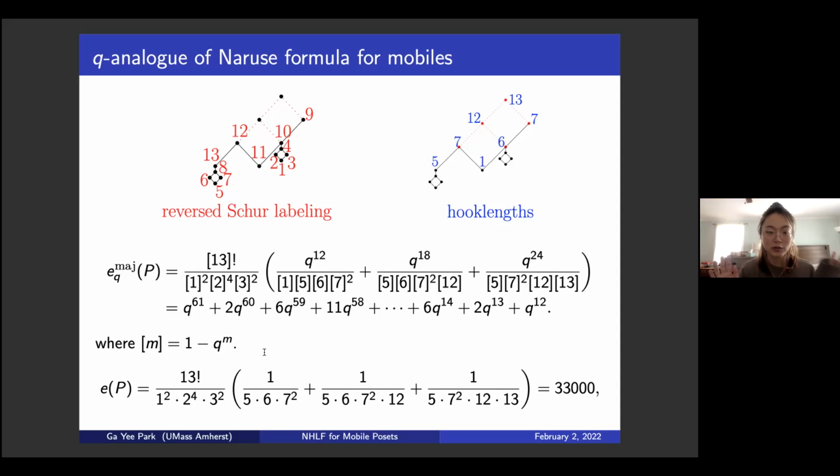And for the case when Q is equal to 1, there are 33 thousand, sorry, not standard Young tableau. I can't really relate it to standard Young tableau anymore because these are moved, but that many linear extensions of this particular poset.